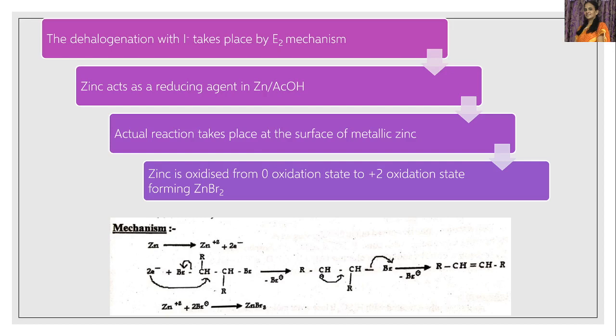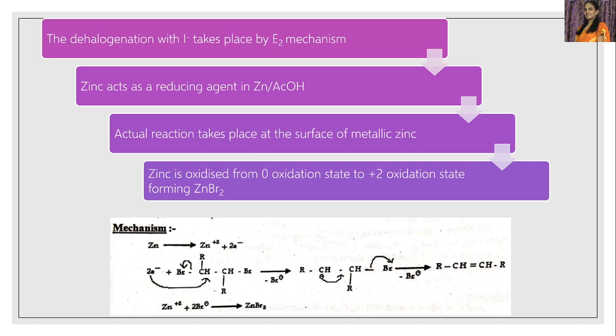The actual reaction takes place at the surface of metallic zinc when we use zinc and acetic acid or zinc and methyl alcohol, and zinc is oxidized from 0 oxidation state to +2 oxidation state, forming ZnBr2. So if we consider metallic zinc, its oxidation state is 0. If we consider zinc bromide, one of the products obtained, the oxidation state of bromine is -1, therefore that of zinc is +2.